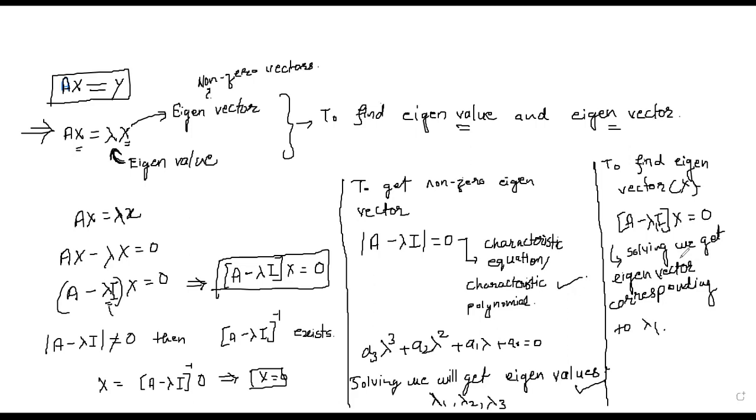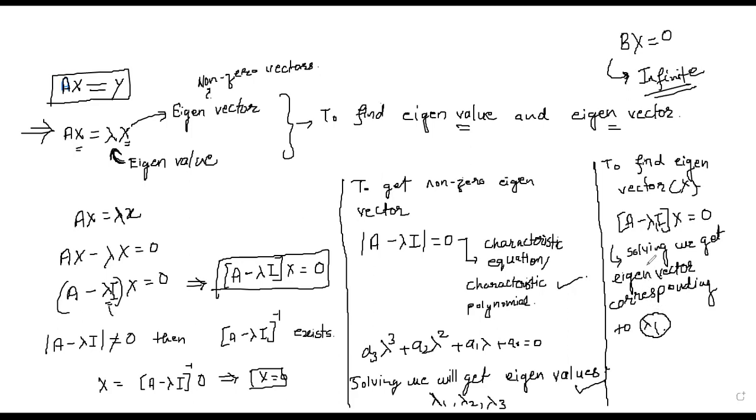Note that this is a homogeneous system. So I'll call A minus lambda 1 I as B: B into x equal to 0. If it cannot have a unique solution, how many solutions must it have? Infinite. So we are going to have infinitely many eigenvectors for a respective eigenvalue.